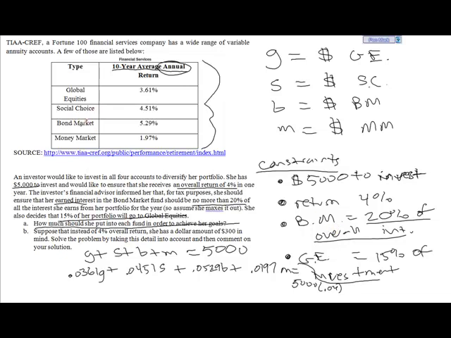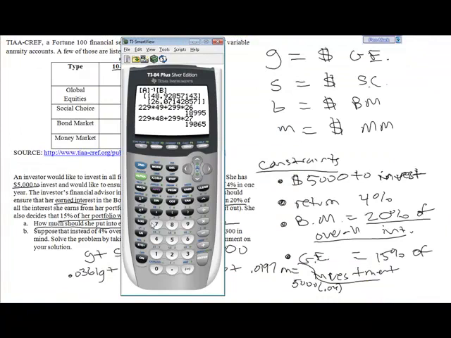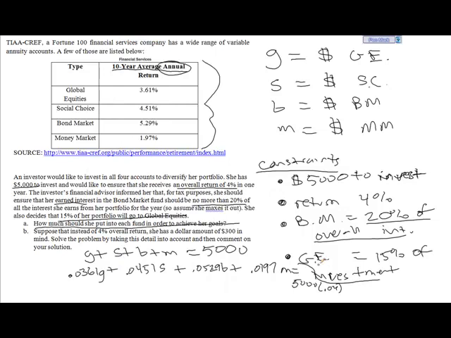Next, we have to consider the bond market constraint. So the 20% of the overall interest. Well, what's the overall interest? 5,000 times 4% is the overall interest. So let's just do that real quick so we have a number to work with. 5,000 times a 4% return is $200. So we're going to say the total interest of all the accounts has to add up to 200. Now 20% of that 200 has to come from the bond market. So B is the total amount of interest that she earns on this.